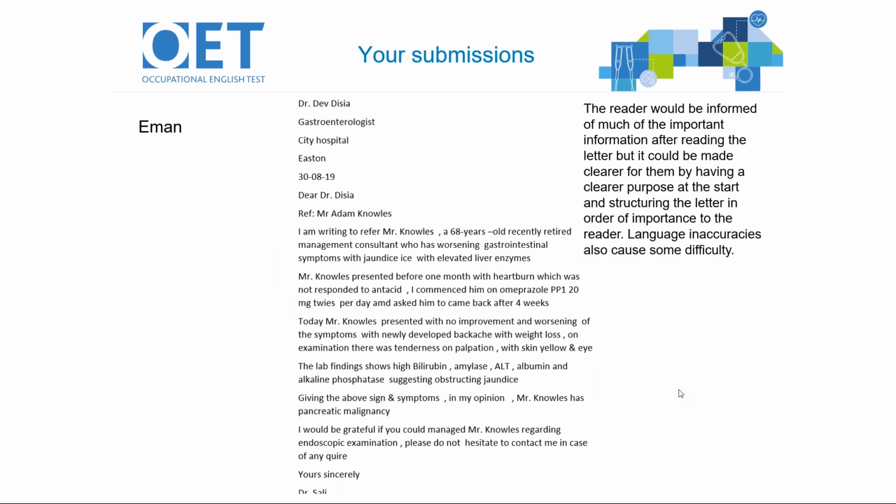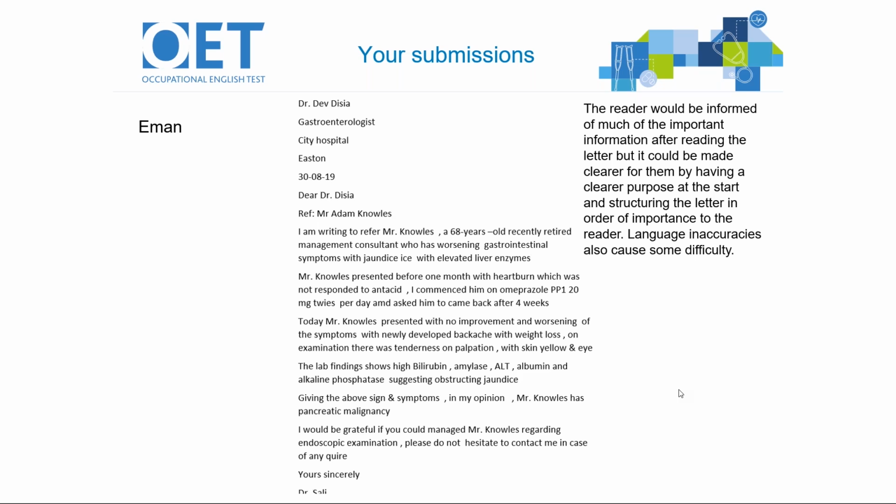Iman's is next. The reader would be informed of much of the important information after reading, but what I did find with the majority of samples that were submitted for me to review is that most doctors are not structuring their letter in order of importance to the reader, and certainly not for an emergency situation or an urgent situation like this letter is. So most of you are going from the first visit to the doctor and leaving the current situation until the end.